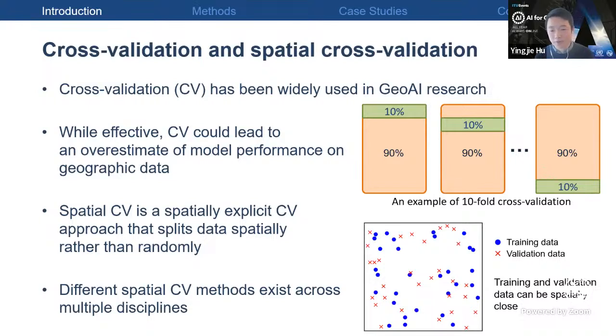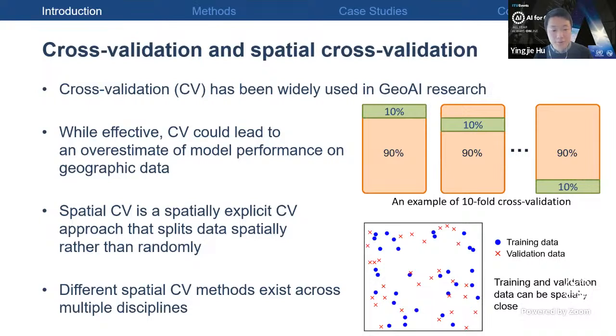So if we visualize our training and validation data spatially, we may see that some of those random cross-validation split data are spatially close to each other, such as these two data points here. So a model that is trained using the data points here can be considered as having already looked into the nearby validation data. So spatial cross-validation is a spatially explicit cross-validation approach that splits data spatially rather than randomly.